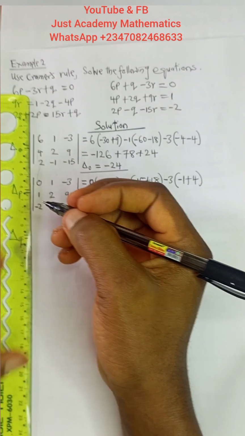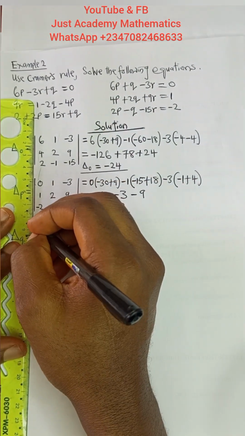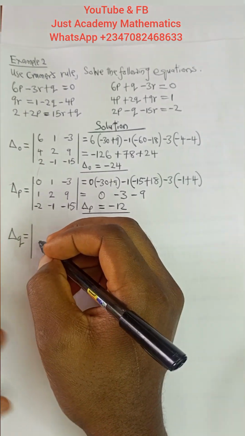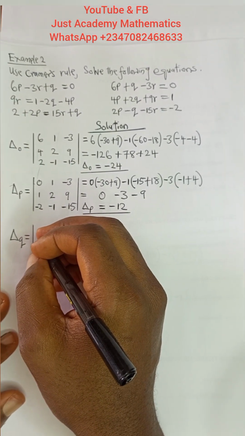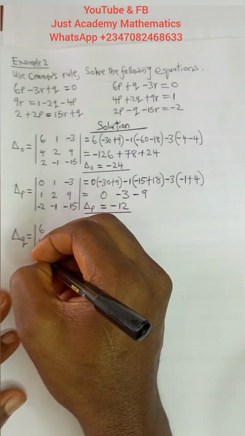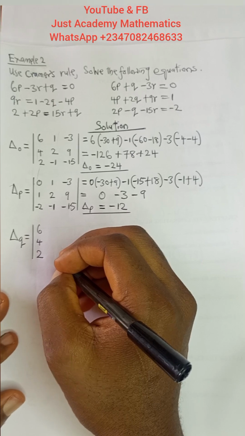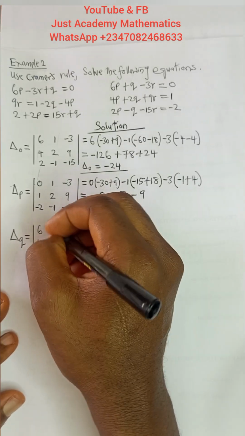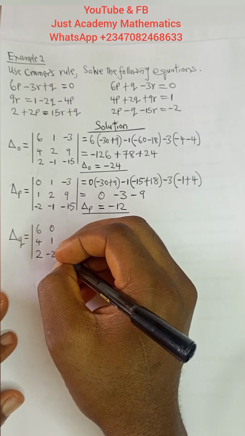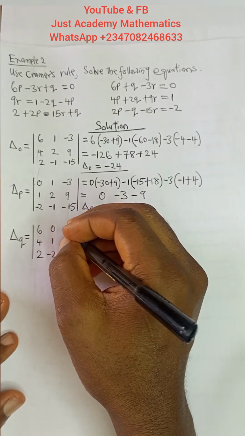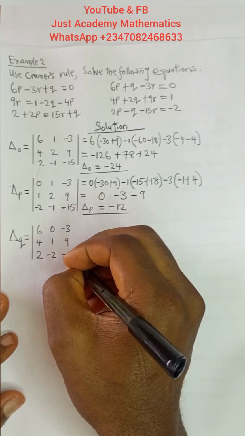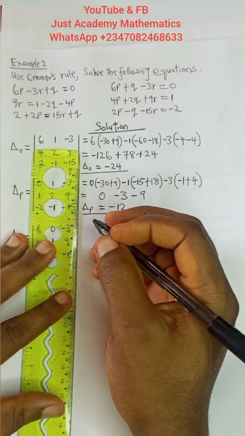So for change in Q, we retain all the other columns, but we swap the column for Q with the constants. So we retain P, which is 6, 4, 2. But for Q, we replace it with the constants 0, 1, minus 2. We retain R. R remains minus 3, 9, minus 15. So this is the determinant we are looking for.